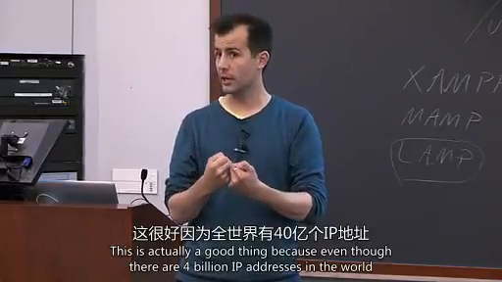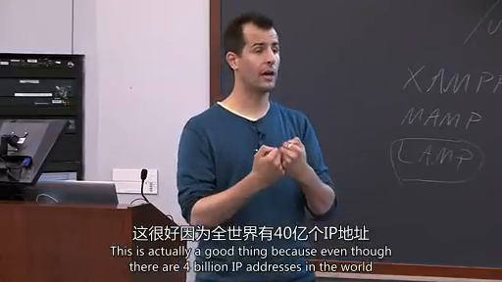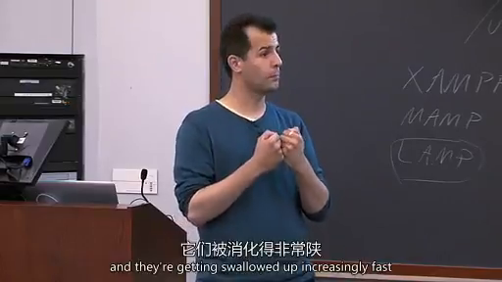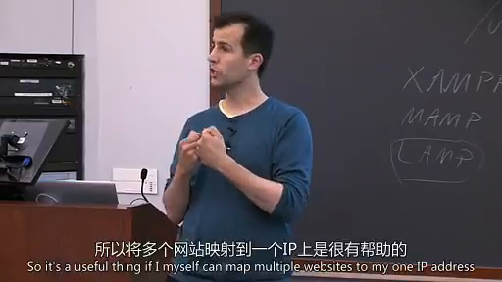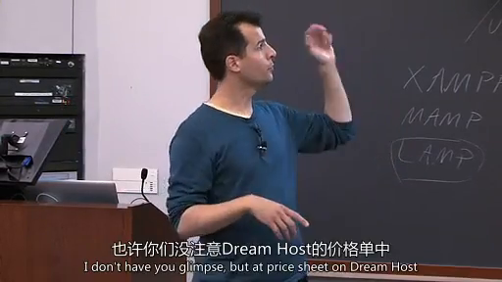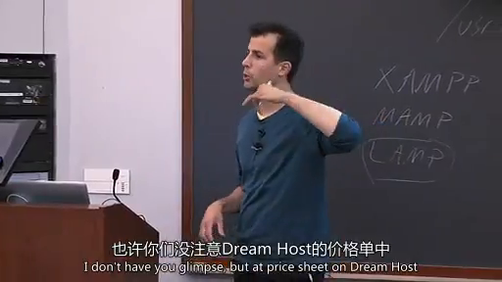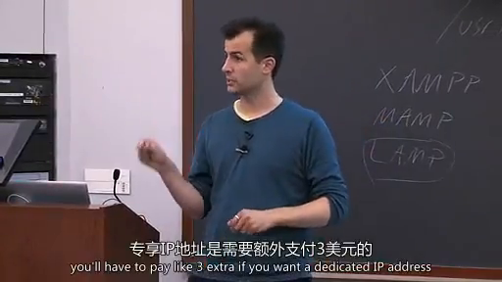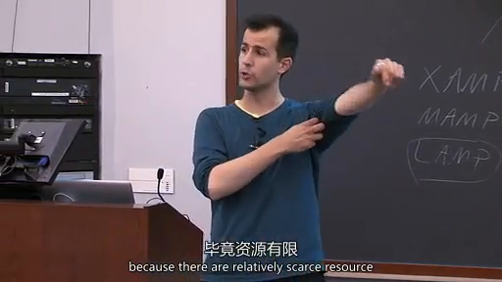This is actually a good thing because even though there are 4 billion IP addresses in the world, there are only 4 billion, and they're getting swallowed up increasingly fast. So it's a useful thing if I myself can map multiple websites to my one IP address. I don't know if you glimpsed, but at the price sheet on DreamHost, you actually have to pay like $3 extra if you want a dedicated IP address because they're a relatively scarce resource.